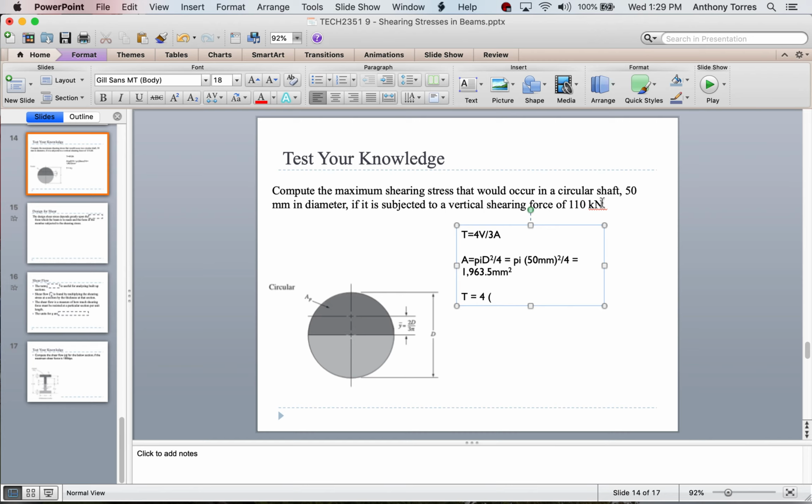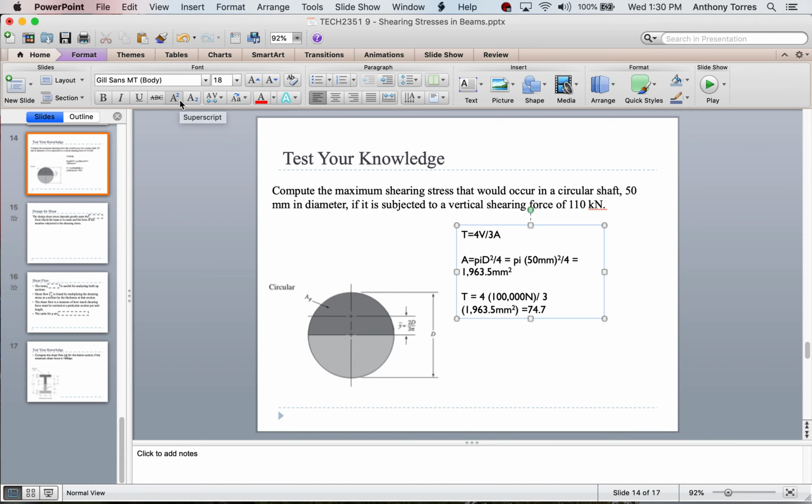Well, let's use that trick that we did a few months back where we work in newtons and millimeters. So I'm going to put in 100,000 newtons, divided by three times this area I just calculated in millimeters, 1,963.5 millimeters squared. I plug this straight into the calculator, and the calculator is going to pop out 74.7.